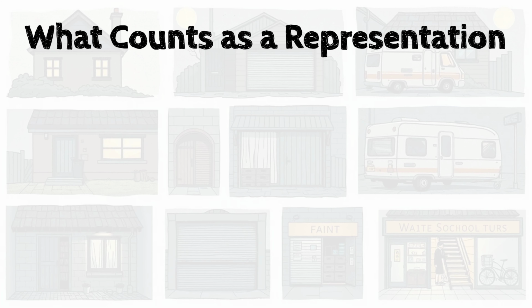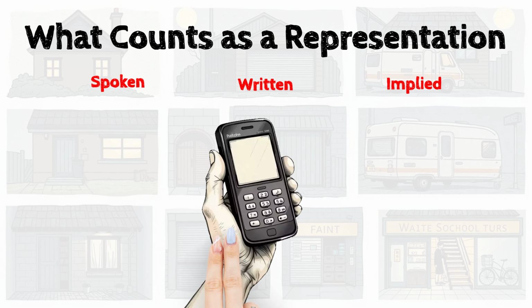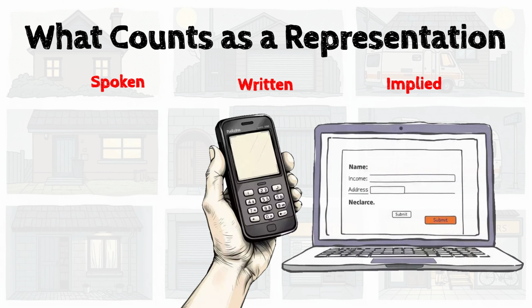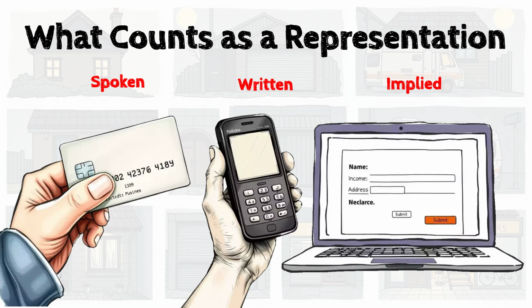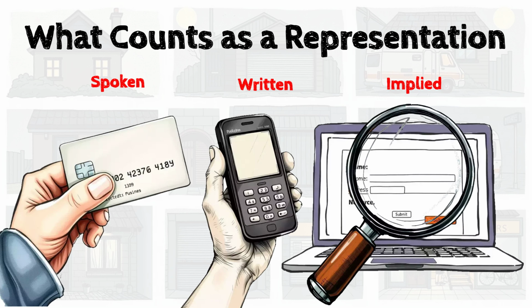What counts as a representation? A representation is anything that communicates information, spoken, written, or implied. It could be a text, an online form, even a tap of a stolen credit card. If it creates a false impression, it's a false representation. In Section 2 of the Fraud Act, it can even happen through a machine, like entering fake data into a computer.